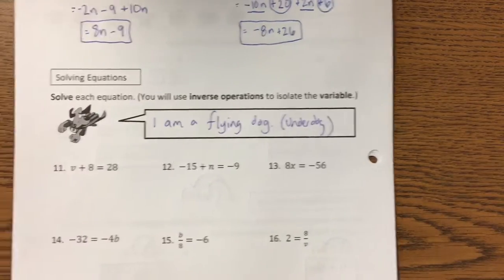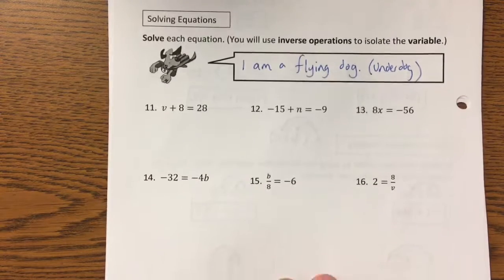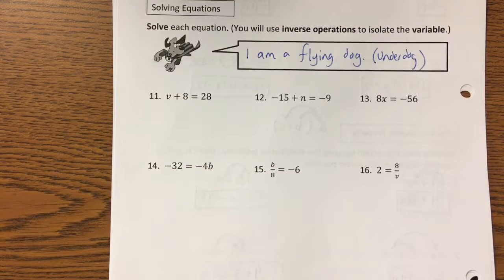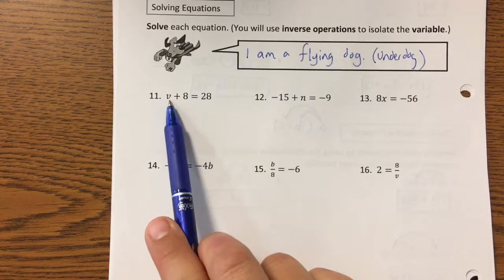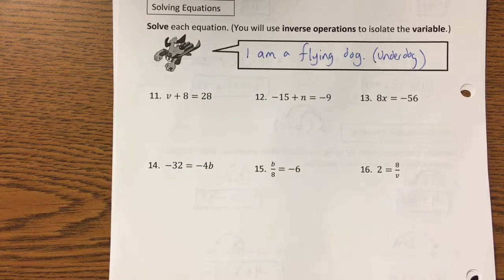Okay. Number 11. You always want to do the opposite of what's being done to the variable. So with these one-step equations, it should be pretty obvious until we get to some of the harder ones. Like here, we've got v plus 8 equals 28. So what do you suppose we need to do to both sides? Subtract 8 from both sides.